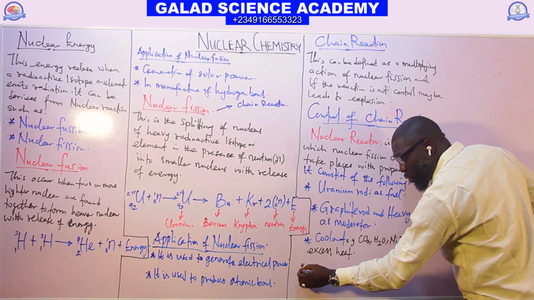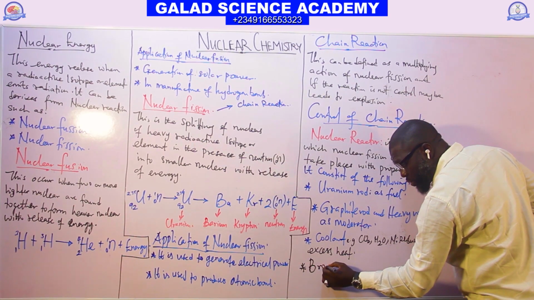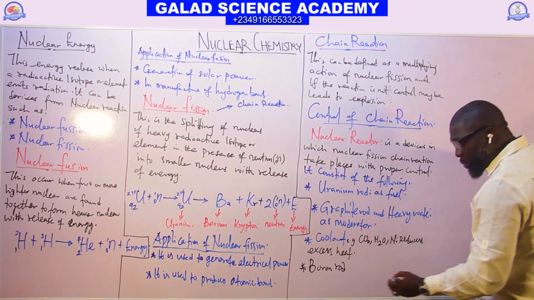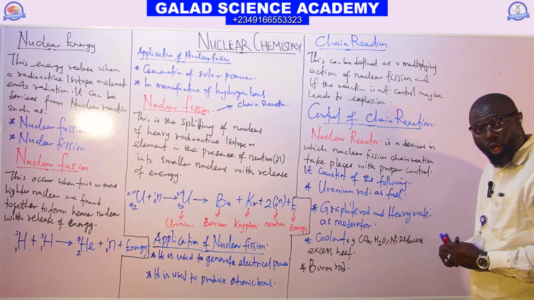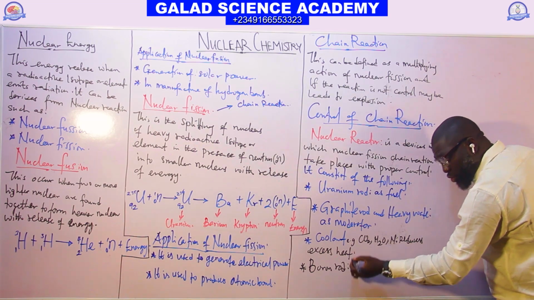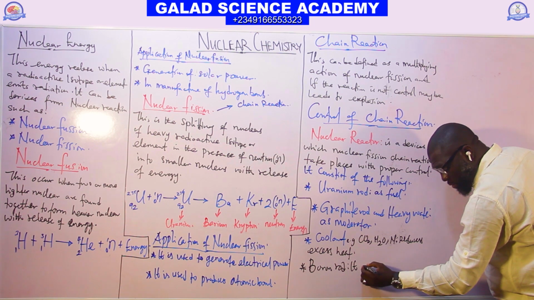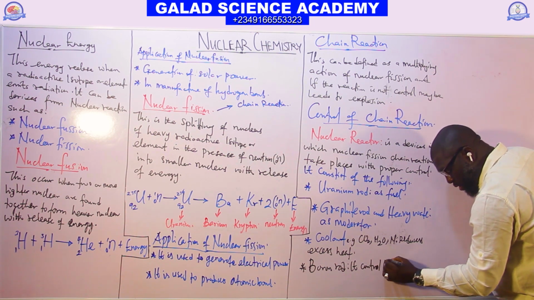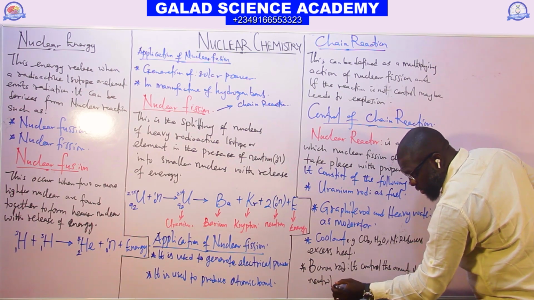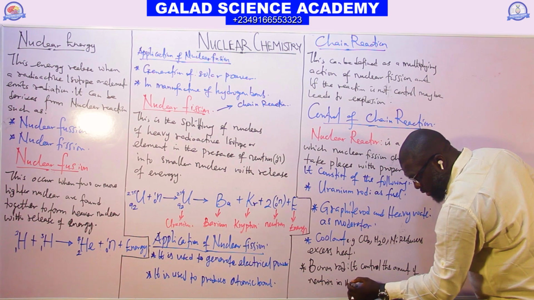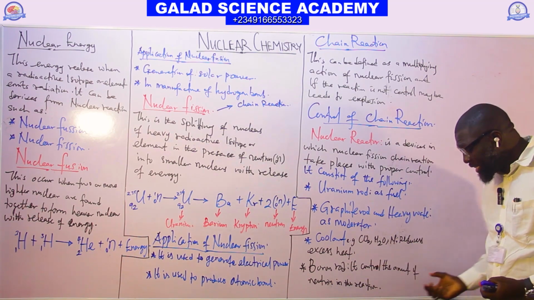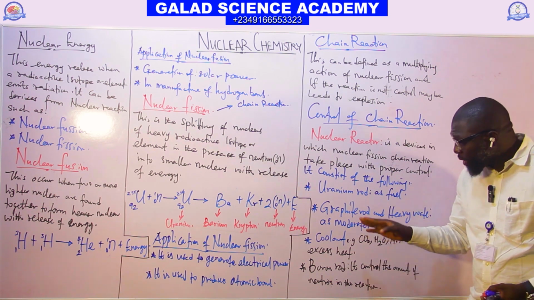And the next one we have is the boron rod. This boron rod controls the amount of neutron in the nuclear reactor; it absorbs the neutron in the reaction.